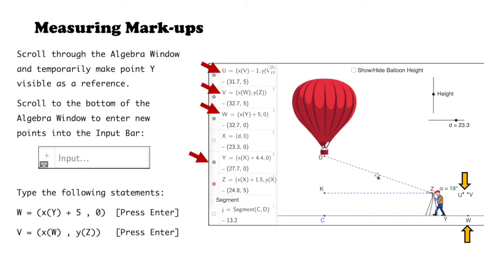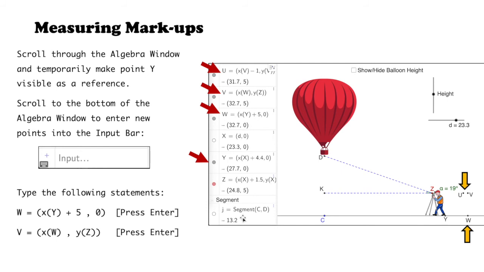Now we would like to add a measuring markup by the observer, because the student will need that information to solve the problem. If we scroll through the Algebra panel, we can find point Y and make it visible by toggling the circle next to it. We're going to add points W, V, and U to this part of the image.